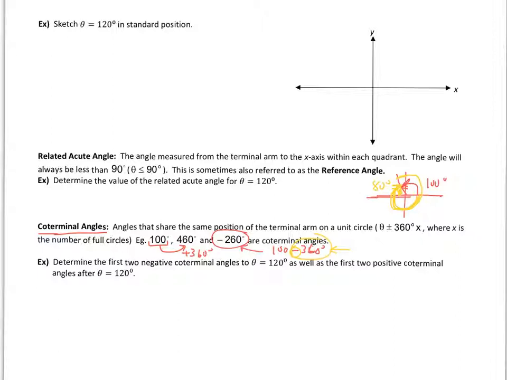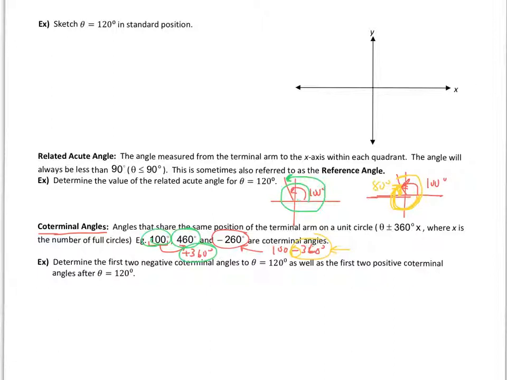Similarly, for the 460, let's do another quick sketch. Here's my 100 degree angle again. The 460 says I'm going to go around a full revolution, 360 plus the extra 100, and stop here at that terminal arm, and that's where 460 comes from. So hopefully that makes sense what coterminal means.